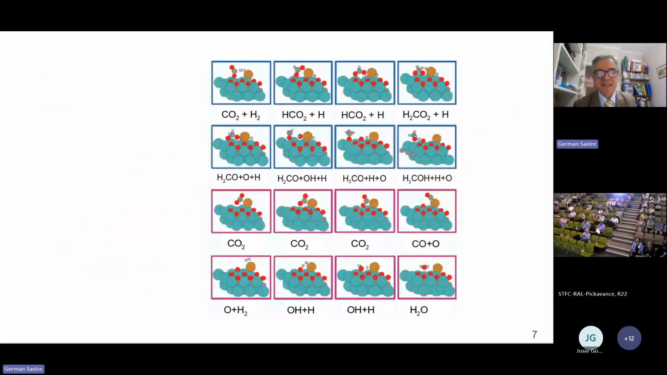So here we can see in detail the mechanism proposed, and then how effectively carbon dioxide is absorbed in the surface, and then hydrogen in the nanoparticle, and so on and so on. So for the reaction of methanol production, and also the carbon monoxide, which is the competing reaction.